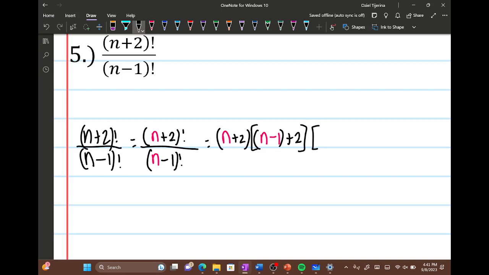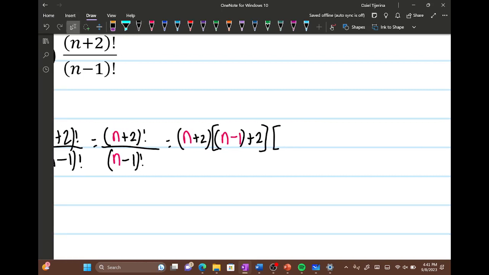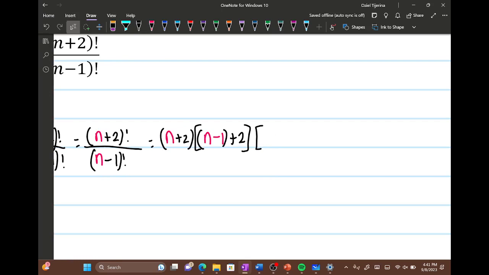Then it's going to be times n minus 2 plus 2. So then we're just going to keep going. The next one will be n minus 2. So really, the way this works is we're going from n minus 1, n minus 2, n minus 3, and so on and so forth. And you'll see how this simplifies.